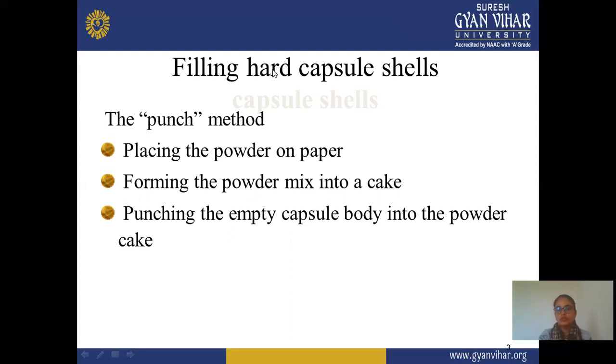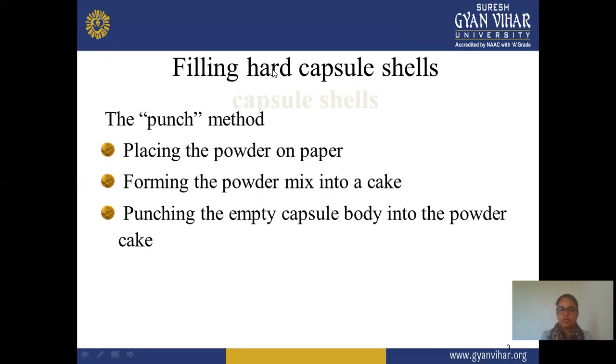This is the punch method used for filling the hard gelatin capsule. In this, you place the powder on paper. If your formulation is a powder, you place a required specified amount of the powder onto the paper, and after this, you form the powder mix into a cake. Then you punch the empty capsule body into the powder cake.